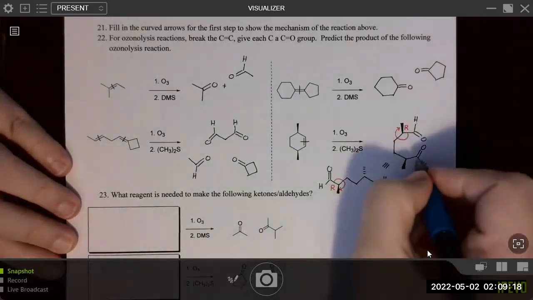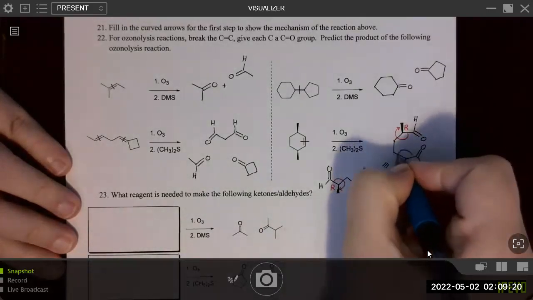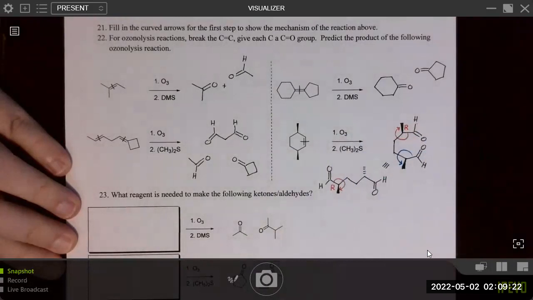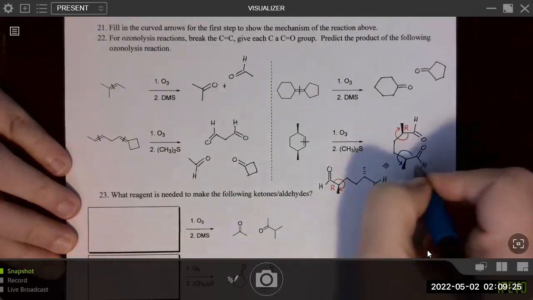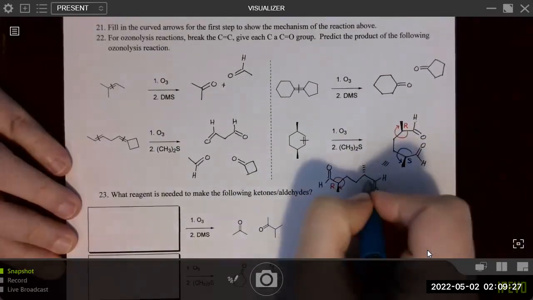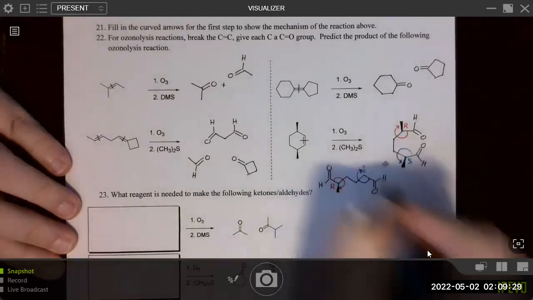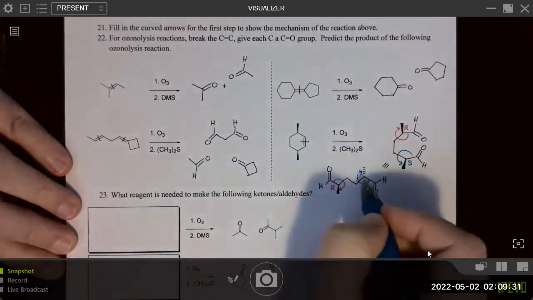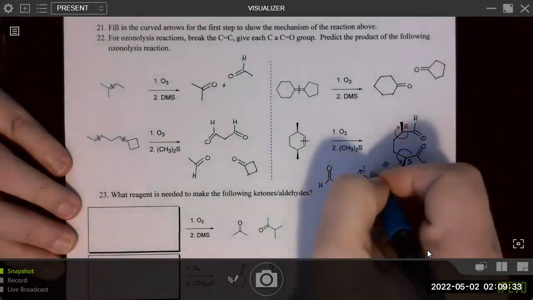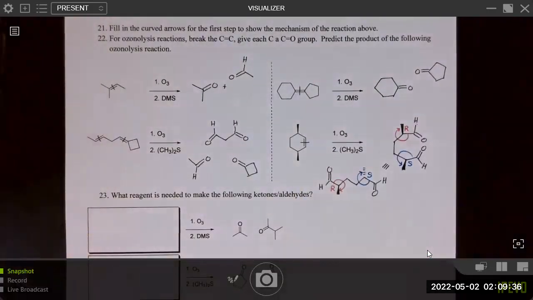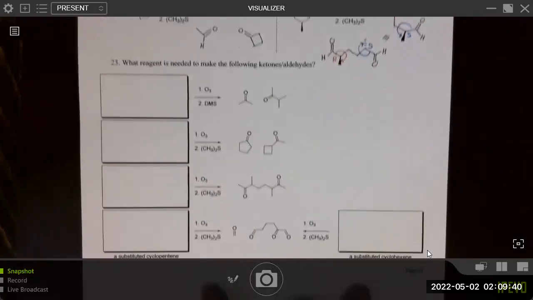Look over here. Same priorities. 1, 2, 3. Hydrogen back. This is now counterclockwise, S. 1, 2, 3. Our hydrogen is pointing out at us, so clockwise becomes counterclockwise and it's still S. So we did not make a mistake there.